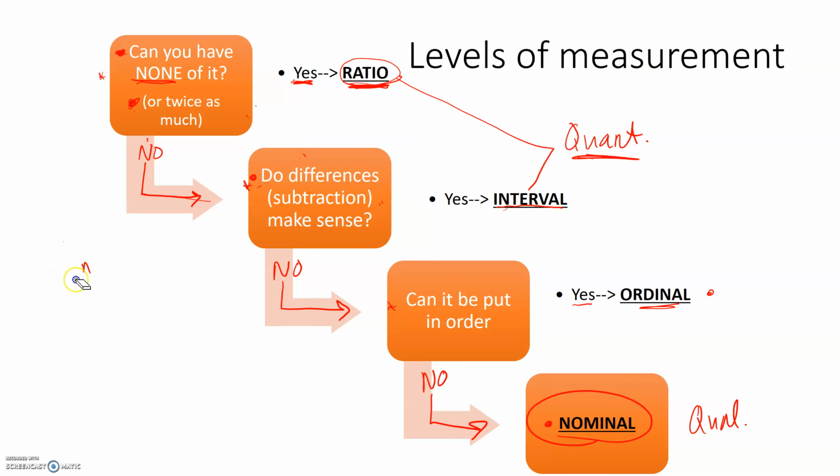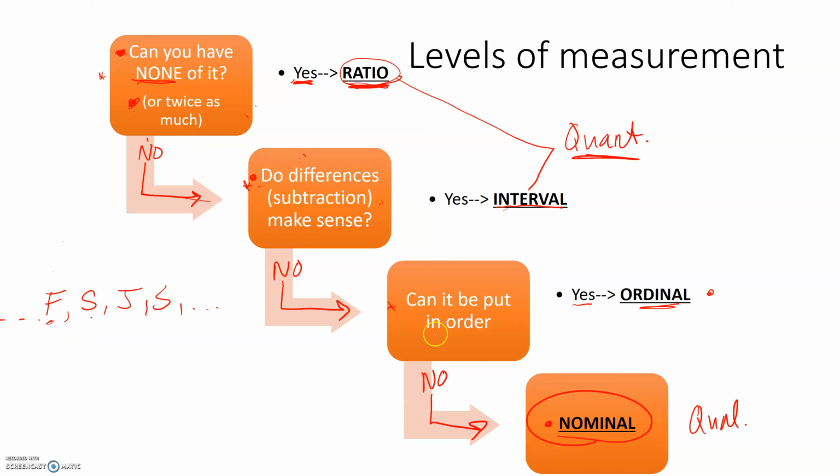Let's do one more. What if we did your grade in school? So are you a freshman, a sophomore, a junior, senior, maybe below that? If we look at these again, can you have none of it or can you have twice as much of it? Well, not really, because twice as much of a freshman, what is that? Do differences or subtraction make sense? Well, in this case, kind of like with the colors, it wouldn't make sense to try to take junior minus sophomore or something like that.